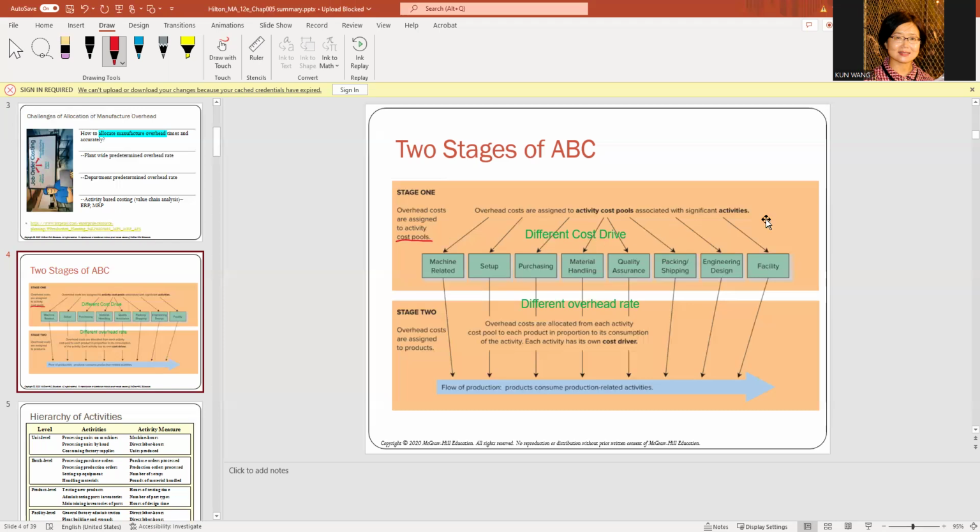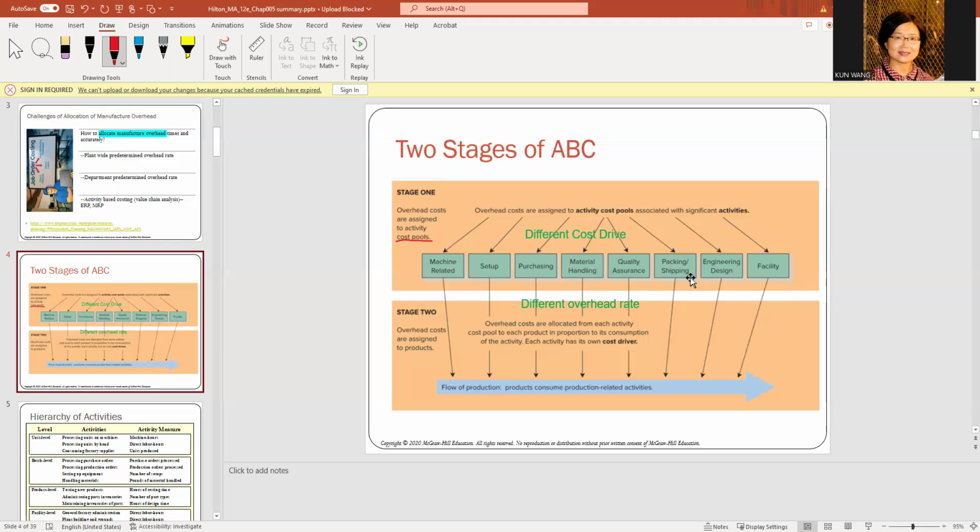So you are not using a single plant-wide rate, or a departmental overhead, because under one department, the cost features may be different. There may be several cost pools in each department. So the ABC cost pools are more accurate than the departmental overhead. And then after we identify all of the cost pools and the cost drivers, you can calculate an allocation rate for each of the cost pools in the system.